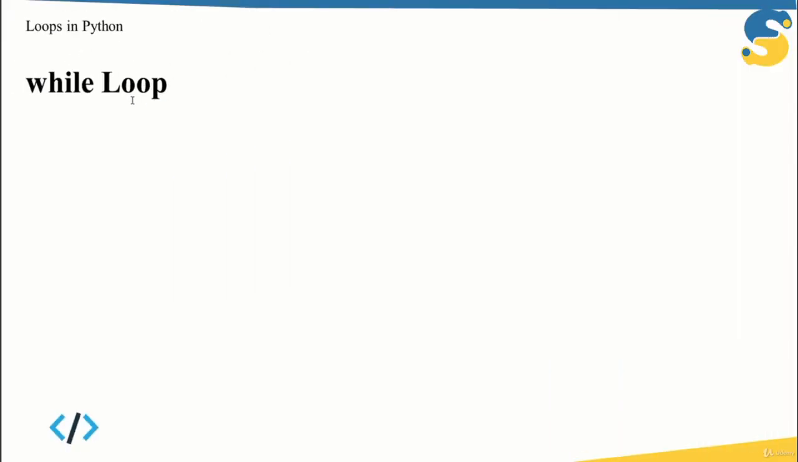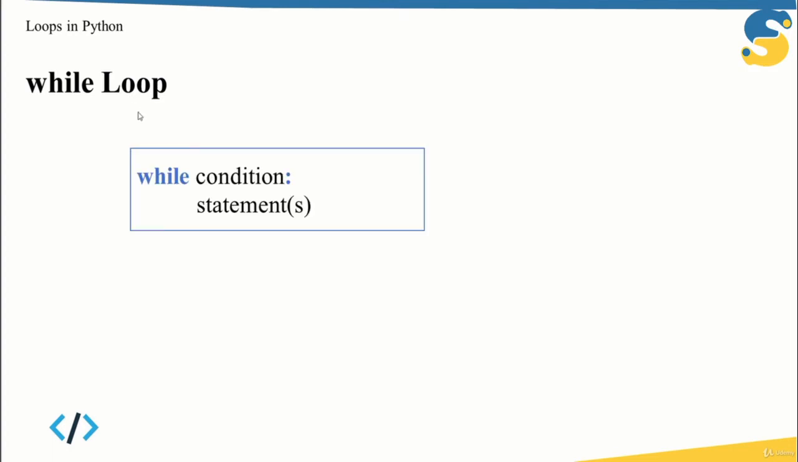Now let's talk about the second type of loops, which is while. First of all, let's see the syntax. If you want to use while, you have to say while, then you have to put a condition, colon, and a statement or block of statements. And don't forget the spaces here or indentation, and don't forget the colon here. The condition here could be any expression that returns true or false, like comparison operators, membership operators, identity operators, or a combination of these operators in order to make a more complex expression.